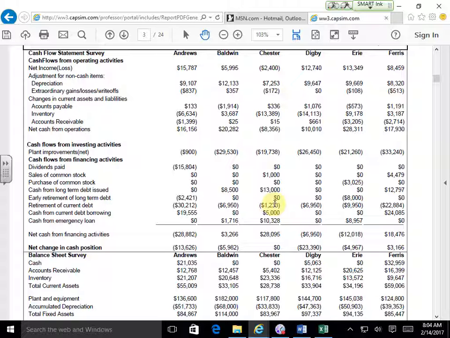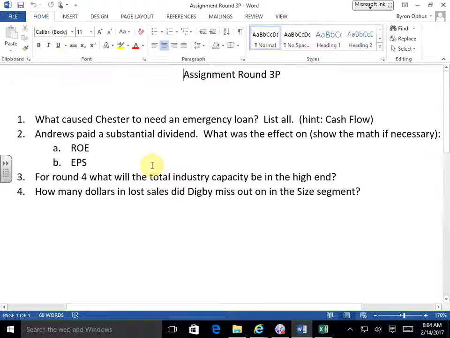Okay, those are the things that you should have listed. Four or five things there, pretty simple to find. It wasn't meant to be a rocket science question, but it gets you to look at the cash flow and understand what items are on there. Okay, so there's question 1 out of the way. Question 2, a little bit more difficult. Andrews paid a substantial dividend. Yes, they did. What was the effect on, and show the math if necessary.